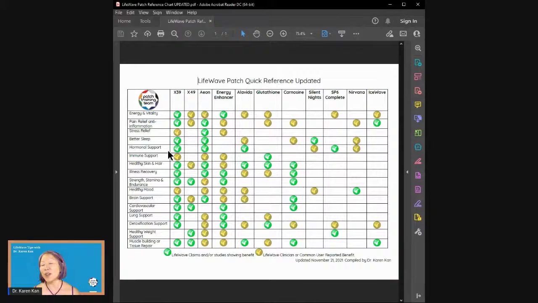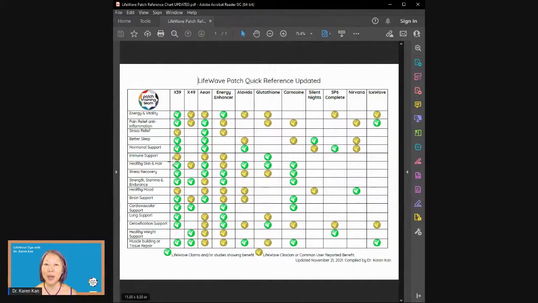Now, this is just very, very quick. It's basically what you see in your documentation from LifeWave Corporate, except one thing. So the green check marks means that there is clinical evidence from LifeWave research that those claims can be made, that it helps support that particular symptom or that particular goal. The yellow ones has to do more with clinicians and other people's experiences and testimonials and the trends that we have seen on which patches help with what kind of symptom.